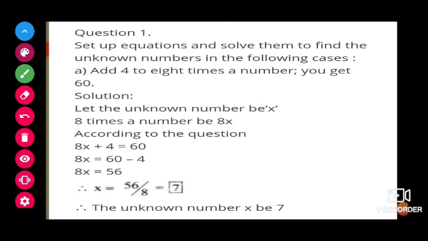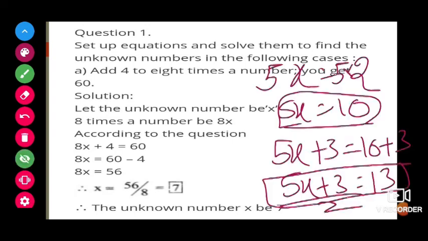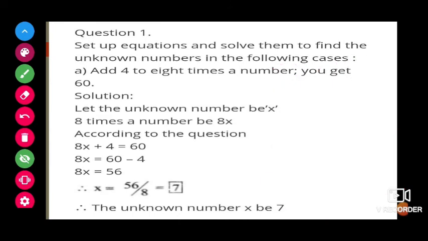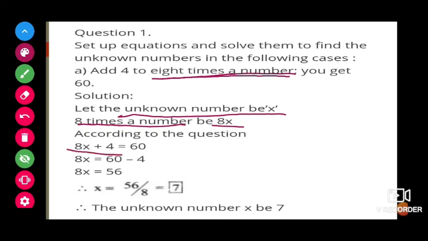First one, add 4 to 8 times of a number, you get 60. Here read that very clearly, children. Add 4 to 8 times of a number. So here 8 times of a number, they did not give that number. So that unknown number, first let us take it as x. Not only x, if you want, you can take any letter. Now add 4 to 8 times of x. First we have to take 8 times of that number. So 8 times of number means 8 into x, 8x. For that you can add 4. So 8x plus 4 is equals to 60.